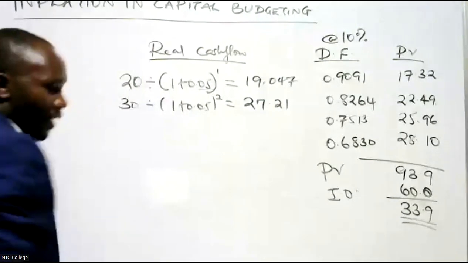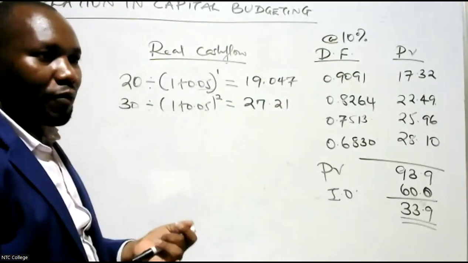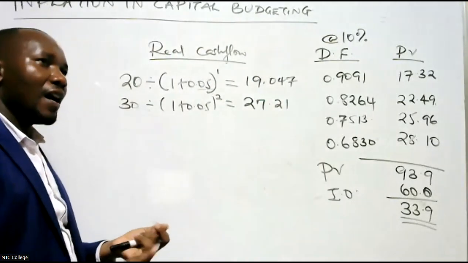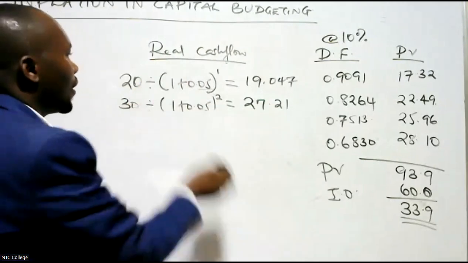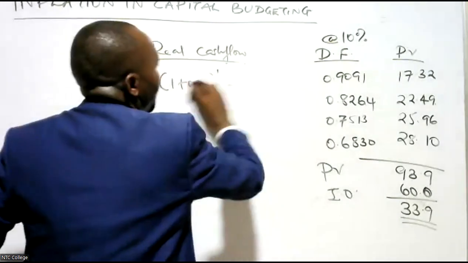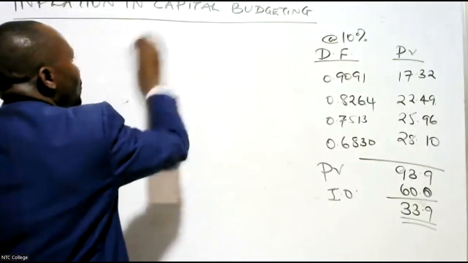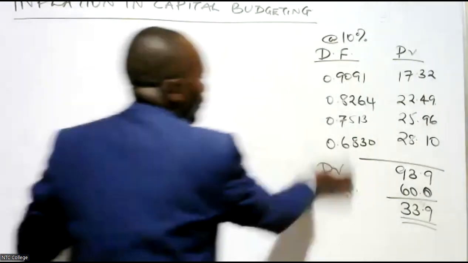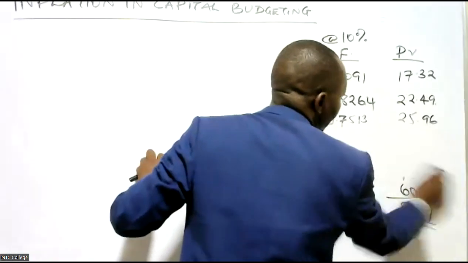So it means that you have taken care of inflation when you are calculating the rate and also the cash flow. So if you have not taken care of inflation in both cash flow and discounting rate, they will not be the same.